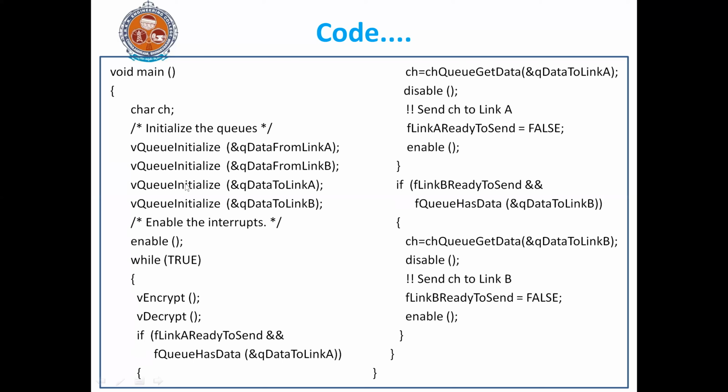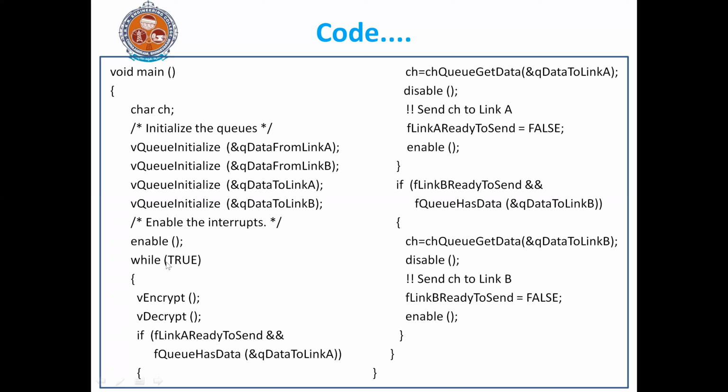And in the main function, first of all, you are initializing all these different queues, that is data from link A, data from link B, data to link A, data to link B. So all these queues are first of all initialized. And then what we have to do? First of all, we should enable the interrupts, because here all the tasks are done with the help of interrupts. In order to enable the interrupts, we are using the function enable off.